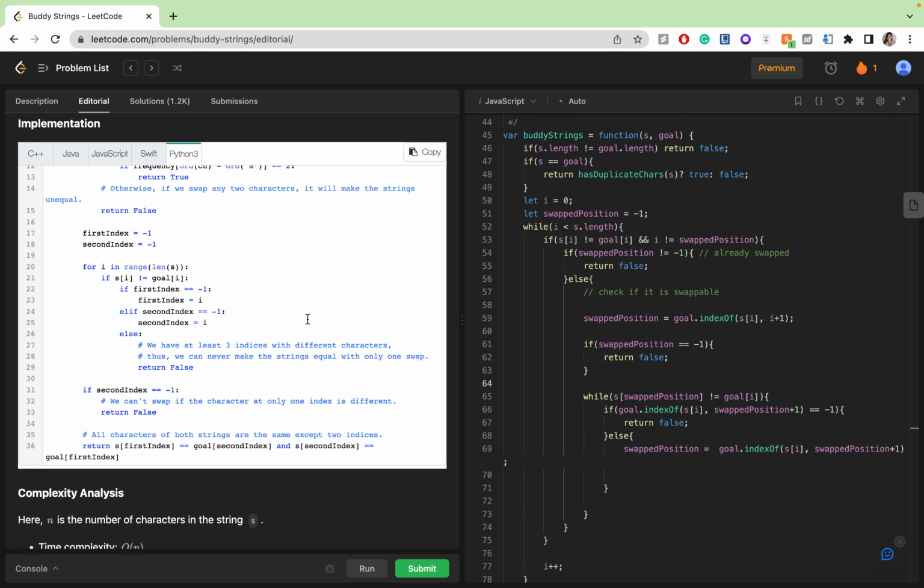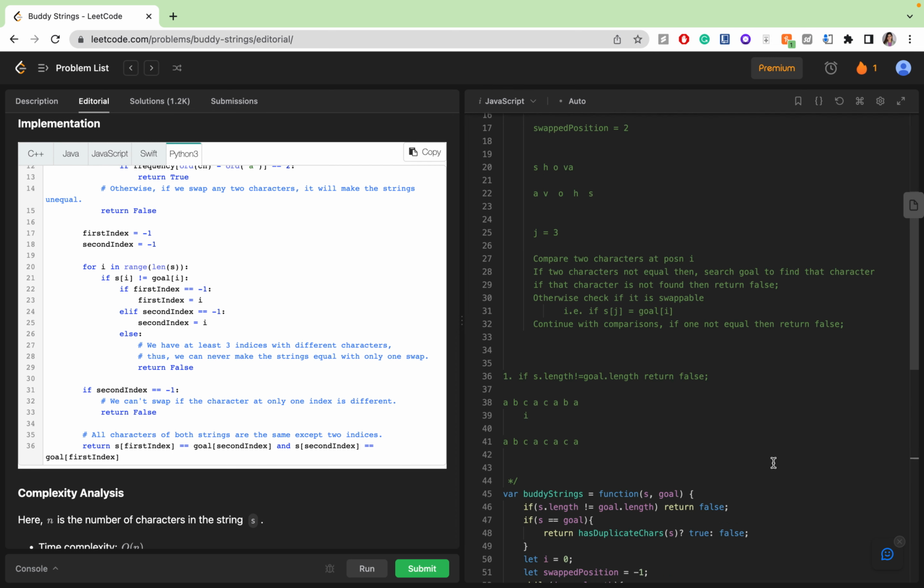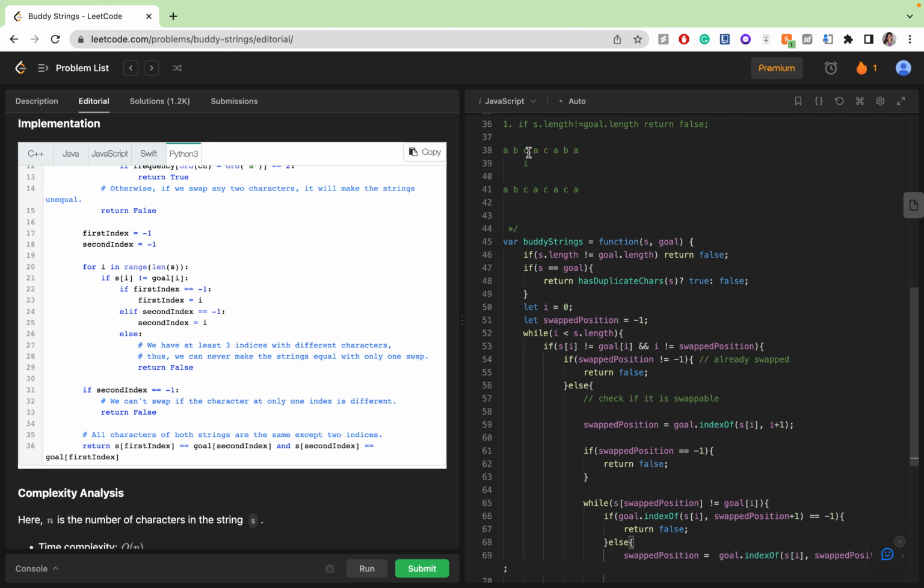What I am thinking is, there are so many use cases in this question. The first one was that when the strings are equal, it is also swappable. That was one edge case that I missed while doing this question, and another edge case was this one. I was trying to swap it with the first character that I found, but there might be another character, like this was the case, right?